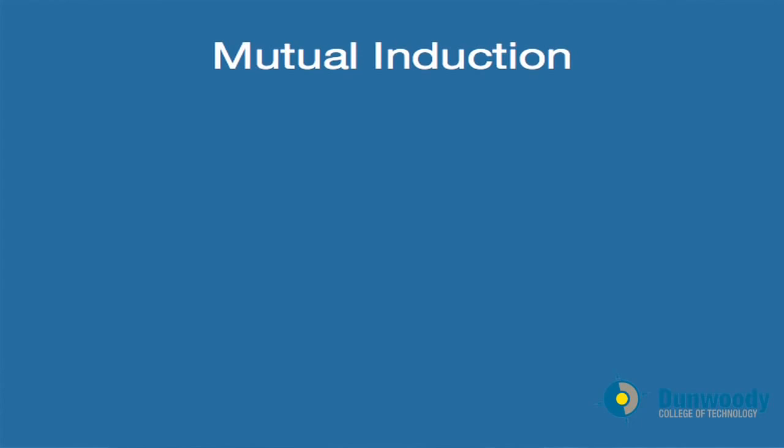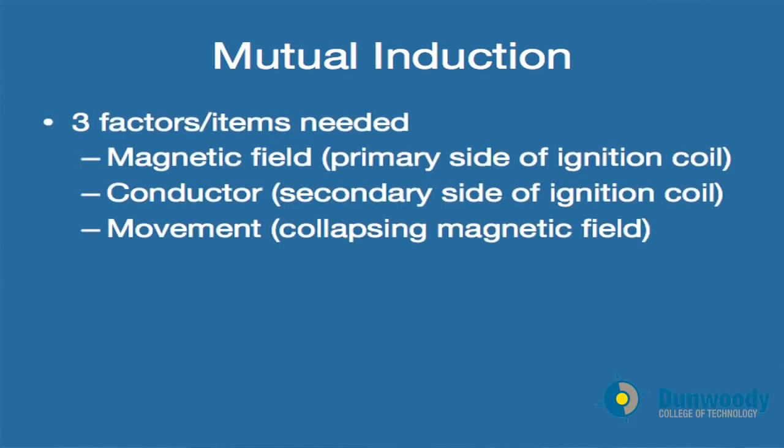The process of mutual induction, you need 3 factors or items needed. This should be a review once again, but we're going to cover them again. The first is we need a magnetic field. This happens on the primary side of the ignition coil. We need a conductor, which is the secondary side of the ignition coil. And then we need movement, which in this case is the collapsing of the magnetic field.